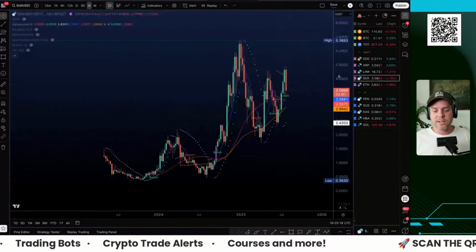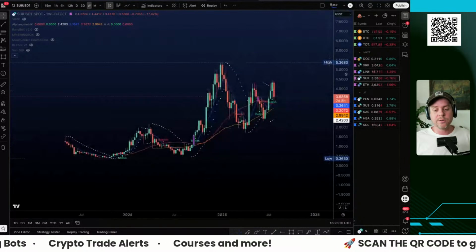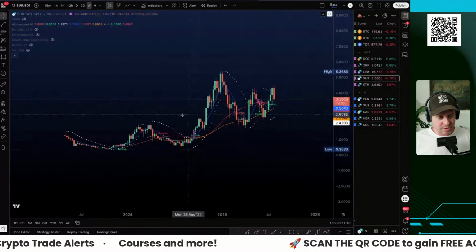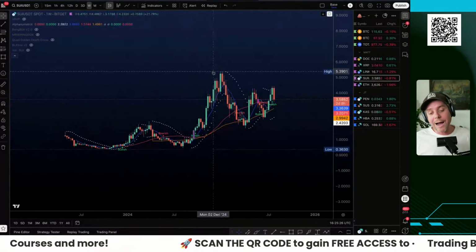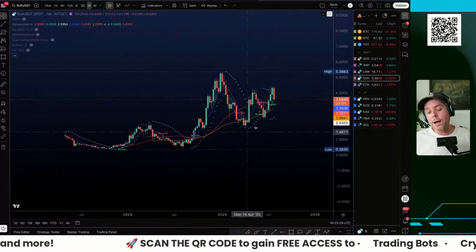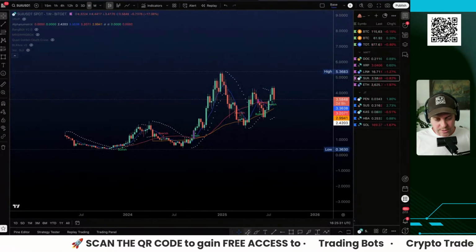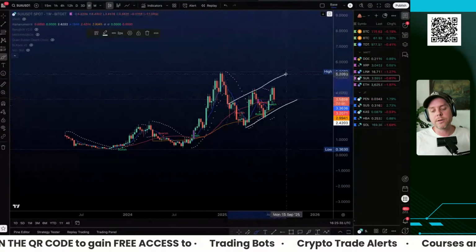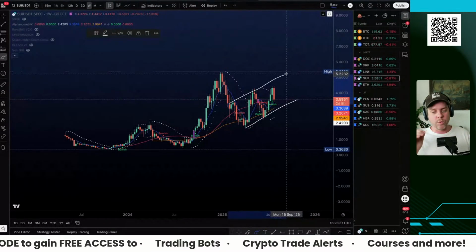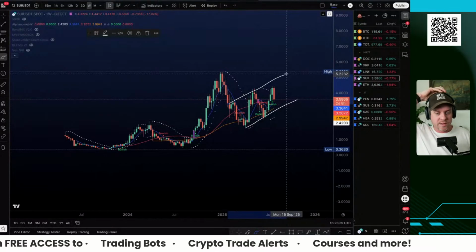Take a look at SUI. SUI is a completely different beast. SUI has beautiful, beautiful structure. It's just low, high, higher low, higher high, higher low, lower high. But now we have this local range where we've got higher highs and higher lows again. So SUI's looking good. I think SUI's going to be one of the bigger winners this cycle.